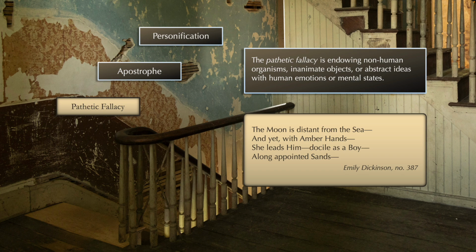There is some personification, talking about the moon with amber hands leading the sea, which is also personified. So both moon and sea there are personified. But there's also this additional phrase in there, docile as a boy. Docility, I think, would qualify as pathetic fallacy, as it indicates a mood or a mental state of the sea.